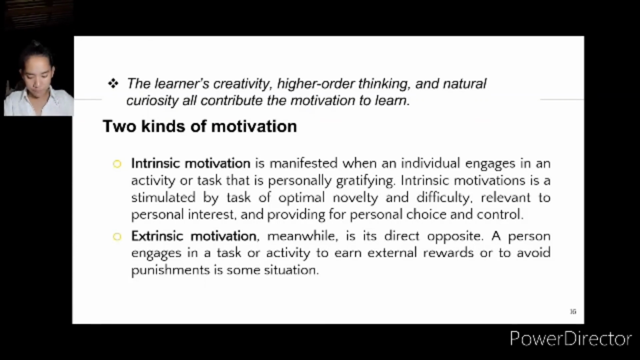So next is extrinsic motivation. Meanwhile, it is the direct opposite. A person engages in a task or activity to earn an external reward or to avoid punishment in some situation. For example, being paid for a job is an example of extrinsic motivation. You may enjoy spending your day doing something other than work, but you're motivated to go to work because you need the paycheck to pay your bills. So this is an example of extrinsic motivation.